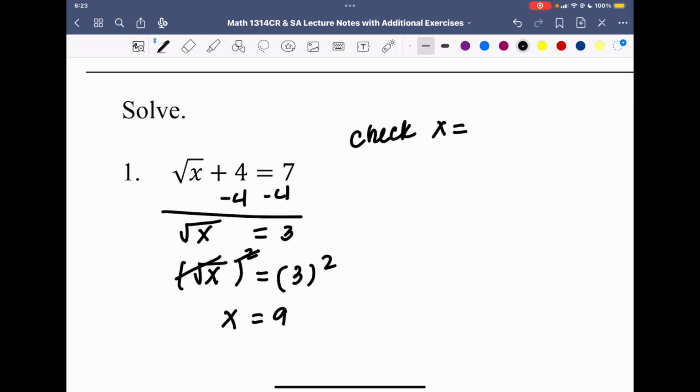So for x equals 9, we're going to put 9, square root, plus 4 equals 7. 3 plus 4 equals 7. 7 equals 7. So that is a solution.